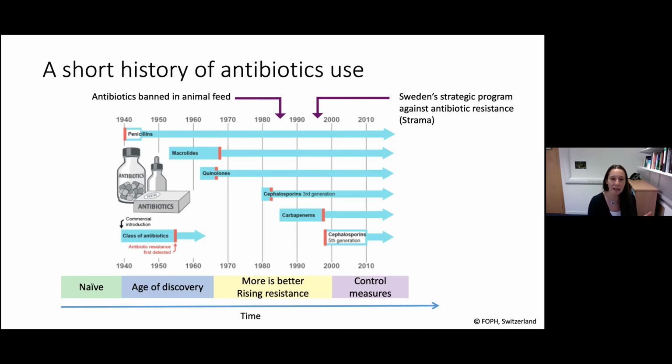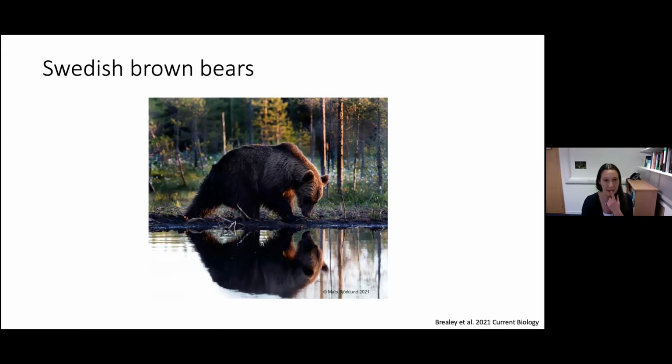So we decided to see if this progress, first the rising antibiotic use through time, and then the implementation of the control measures in Sweden specifically, had an impact on the levels and diversity of antimicrobial resistance that we can detect in wild environments. And for that, we turned to Swedish brown bears. And the question is, why would you ever do that? It doesn't seem like the most logical step. So let me walk you through our reasoning, and maybe it will make sense.